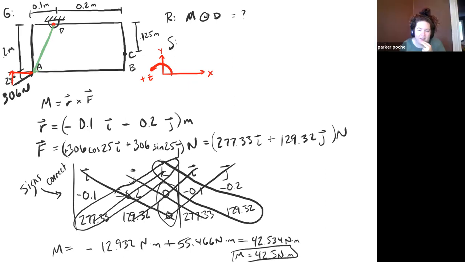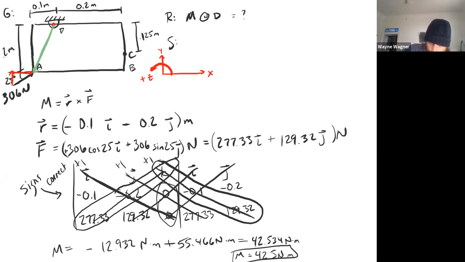Sorry, not to be the person always harping on signs. Is that not also minus 55.466? Really good question. No, by all means. The most confusing thing with moments is the signs, so please harp on the signs all you can. When you do it this way, these all get multiplied by positive 1, positive 1, positive 1, and the ones that slant backwards get multiplied by -1, -1, -1. So this was negative 0.2 times 277.33 times this -1. Gotcha, that's just what I missed.